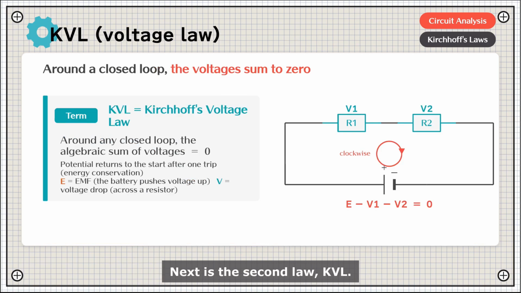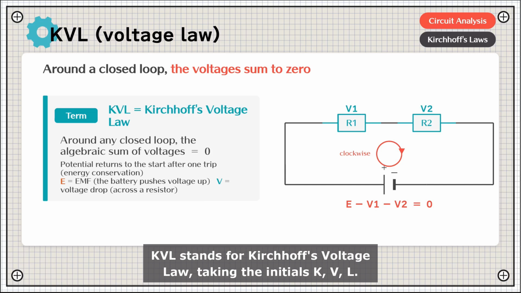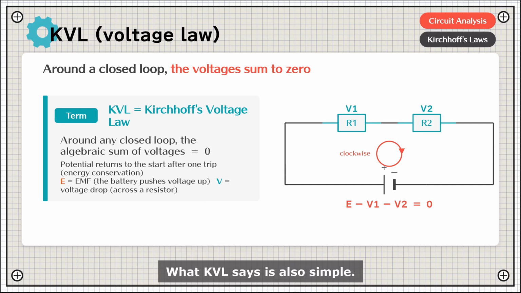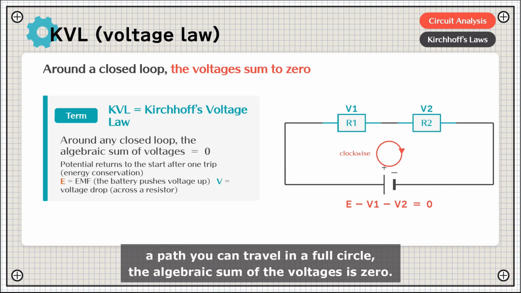Next is the second law, KVL. KVL stands for Kirchhoff's voltage law, taking the initials K, V, L. What KVL says is also simple. Going once around any closed loop in a circuit, that is, a path you can travel in a full circle, the algebraic sum of the voltages is 0.